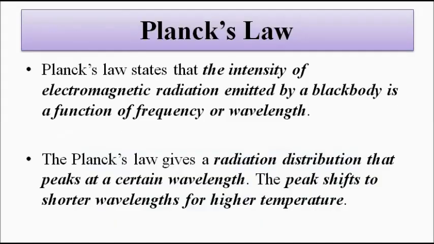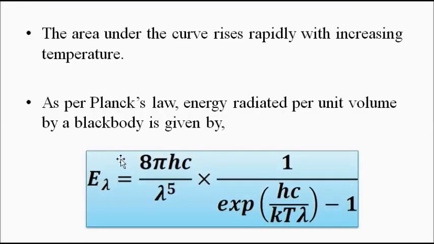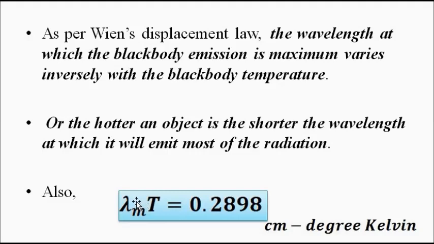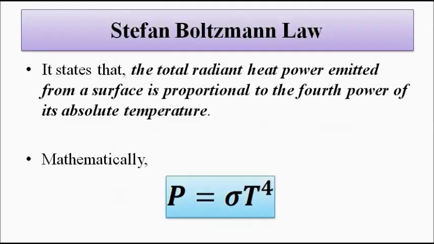It is Planck's law, which gives us the energy relationship with respect to wavelength and temperature, or Wien's displacement law, correlating the wavelength and temperature, the wavelength at which peak energy radiation happens, or Stefan-Boltzmann law, which gives us a direct relationship between the energy of the radiation and temperature.